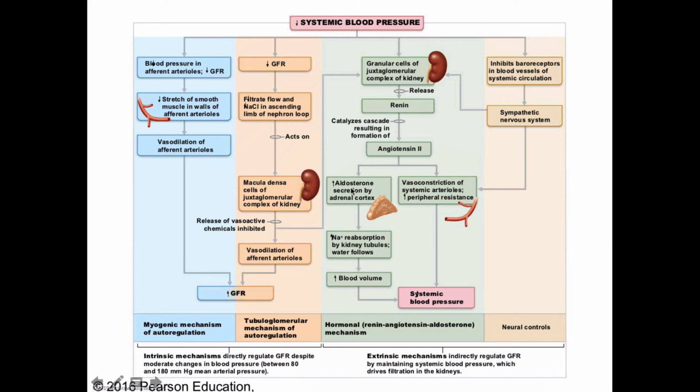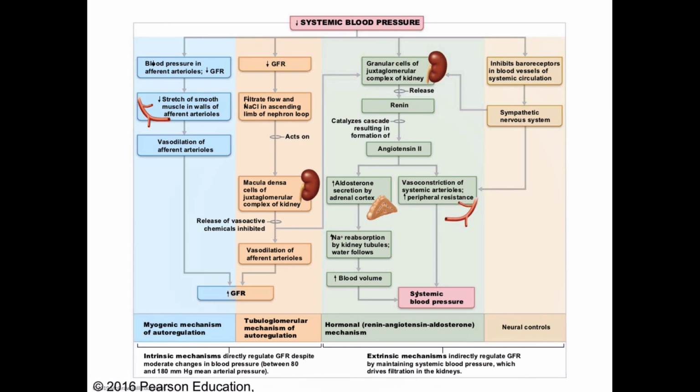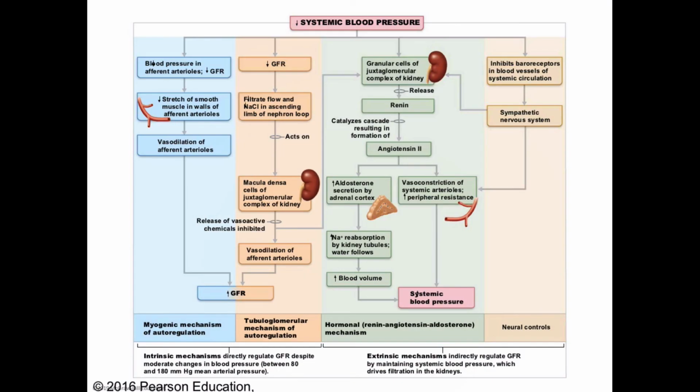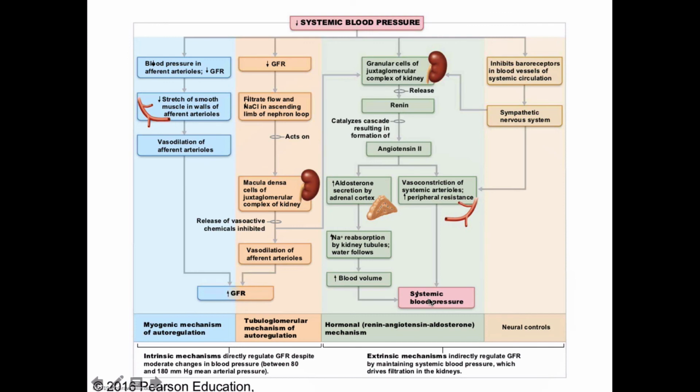That's one way. The second way I mentioned was aldosterone secretion by way of the adrenal cortex. Well, when that happens, I say again, it causes sodium to be reabsorbed. Water always follows salt. That's the reabsorption of water. That increases your blood volume. By increasing blood volume, it also causes an increase in systemic blood pressure. We're 2 for 2 right now.